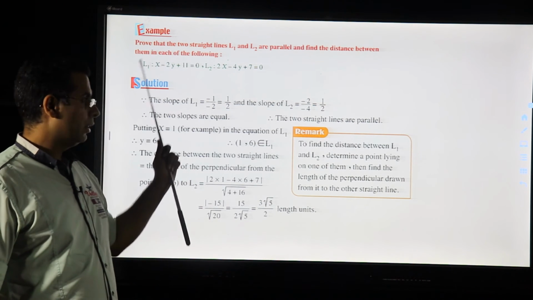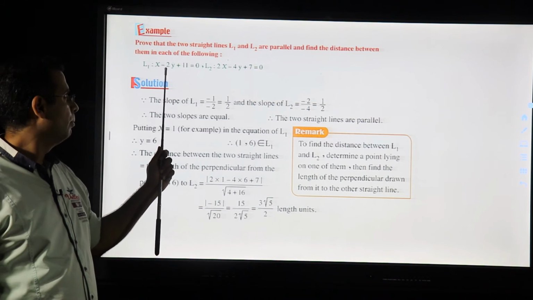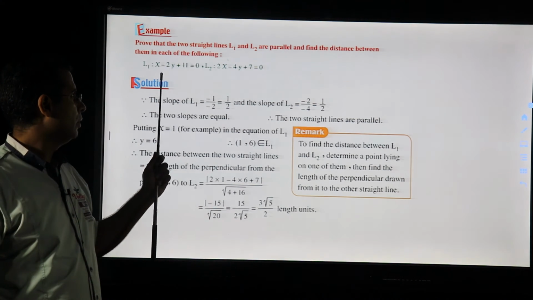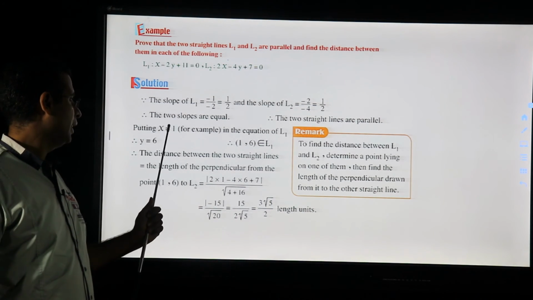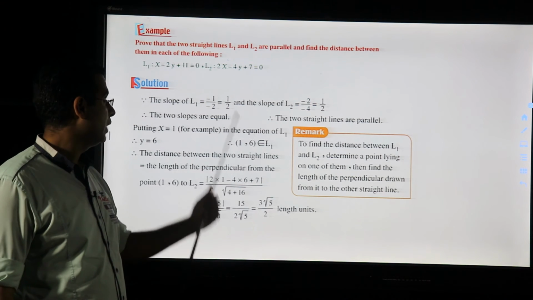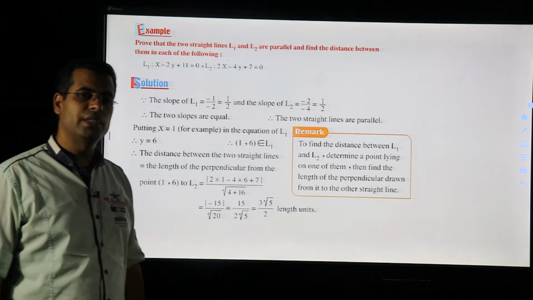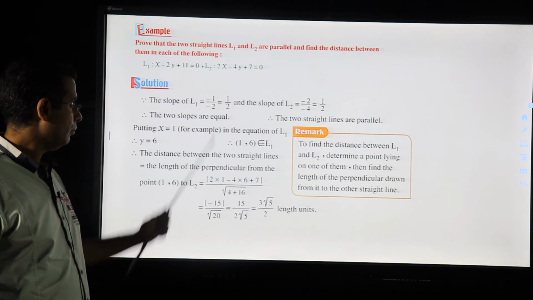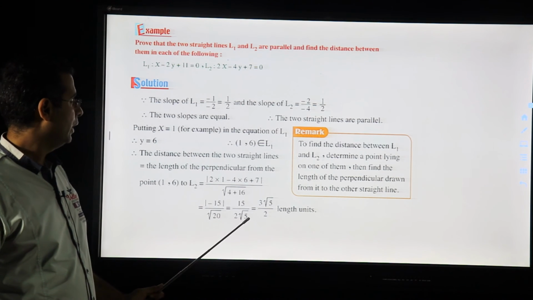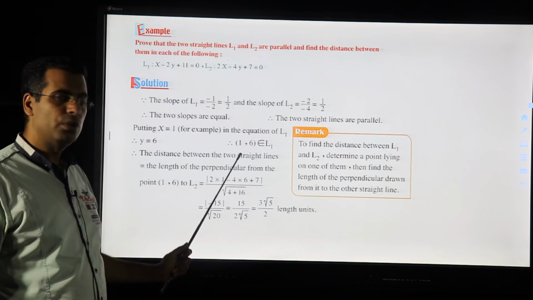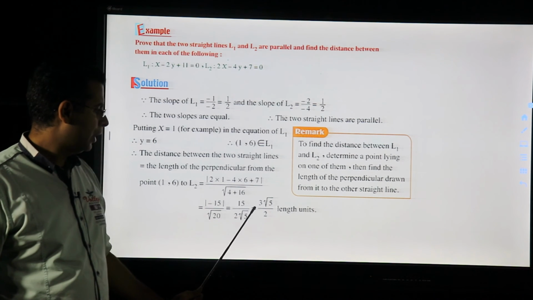Now we have to take an equation we know, for example the first equation, and put x1. If x equals 1, then 1 minus 2y plus 11 equals 0, so negative 2y equals negative 12, therefore y equals negative 12 over negative 2, which is 6. If I put x equals 1, then y becomes 6. So I take this point and find its length to the other straight line using the same rule. In the square root, 2 power 2 plus 6 power 2... Substitute: put 1 instead of x and 6 instead of y, and by substituting in the rule, we have 3 root 5 over 2.